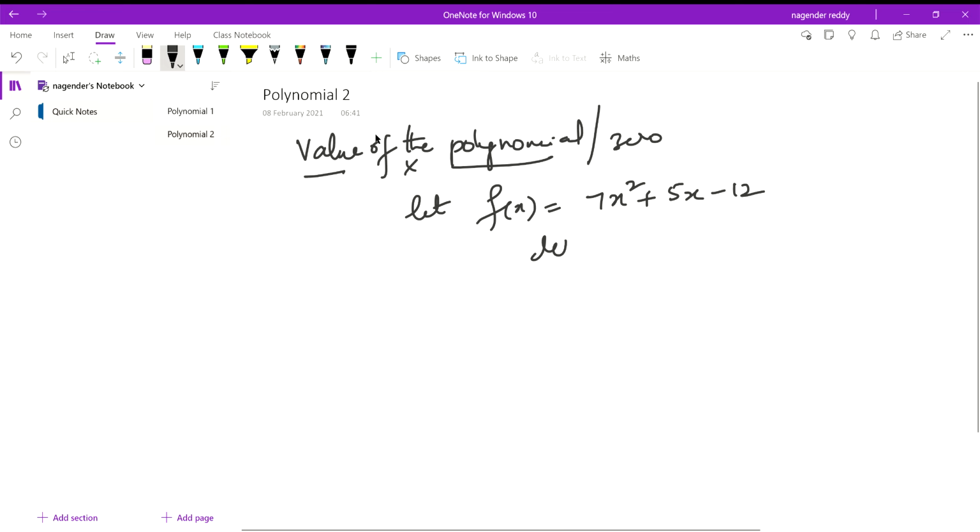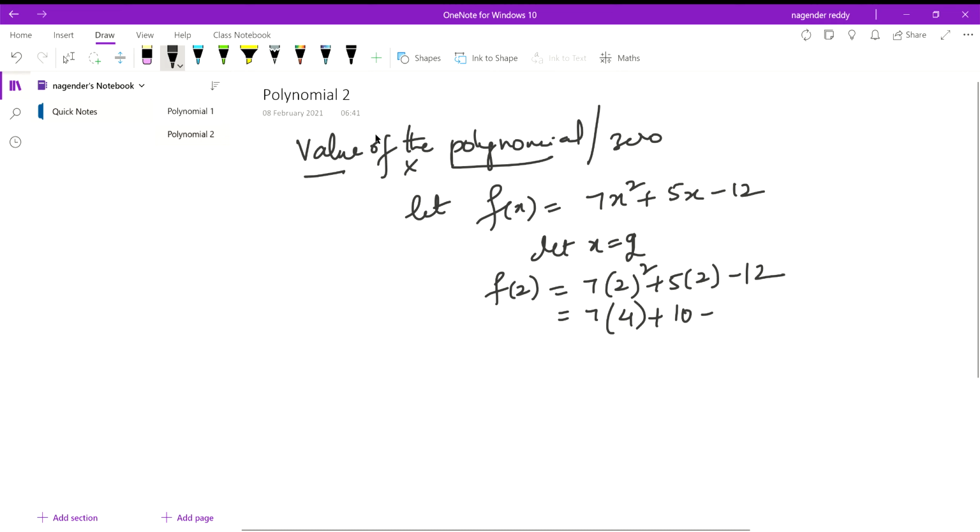So now let x is equal to 1, substitute the value 1. Or we'll go for x is equal to 2, substitute the value 2. Then f of 2 is equal to 7 into 2 square plus 5 into 2 minus 12. 7 into 2 square means 2 into 2, that is 4, plus 5 2s are 10 minus 12. 7 4s are 28 plus 10 minus 12. So 10 minus 12 is minus 2, and removing 2 from 28, you will get 26, which is not equal to 0.